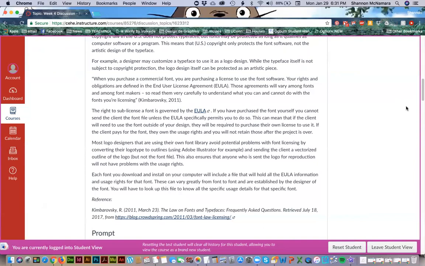Each font you download and install on your computer will include a file that will hold all of the EULA information and the usage rights for that font. These can vary greatly from font to font and are established by the designer of the font. You'll have to look up this file to know all the specific usage details for that specific font.